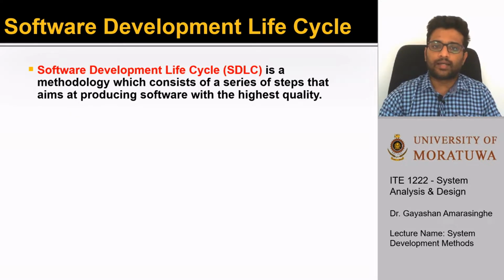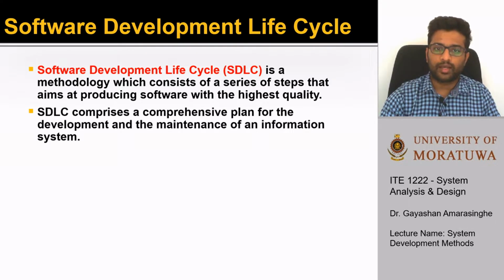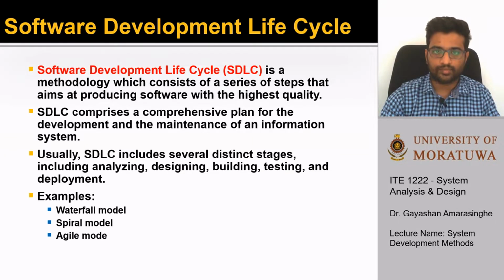Software Development Lifecycle is a methodology which consists of a series of steps that aims at producing software with the highest quality. SDLC comprises a comprehensive plan for the development and the maintenance of an information system. Usually, SDLC includes several distinct stages including analyzing, designing, building, testing, and deployment. Waterfall model, spiral model, and agile model are some of the examples of commonly used SDLC models.